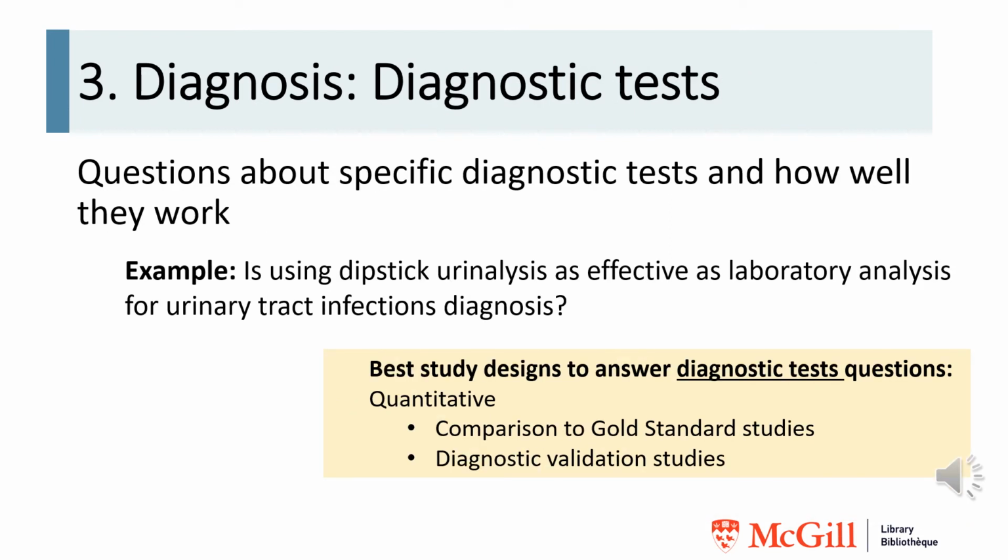The second type of diagnosis question is about diagnostic tests. These are questions about specific diagnostic tests and how well they work. For example, is using dipstick urinalysis as effective as laboratory analysis for urinary tract infection diagnosis? The best study designs to answer diagnostic test questions are quantitative, comparison to gold standard studies, or diagnostic validation studies.